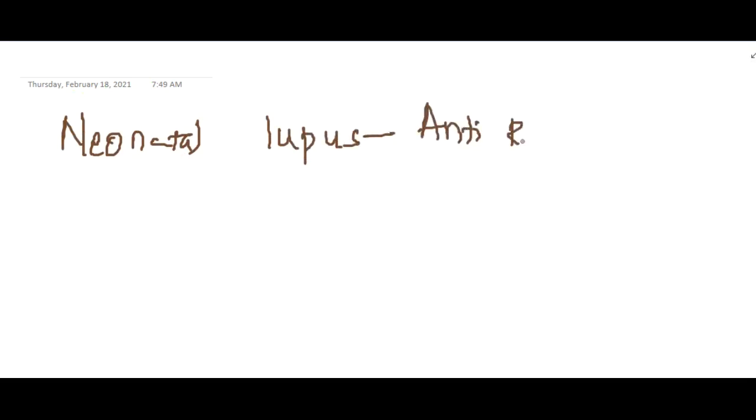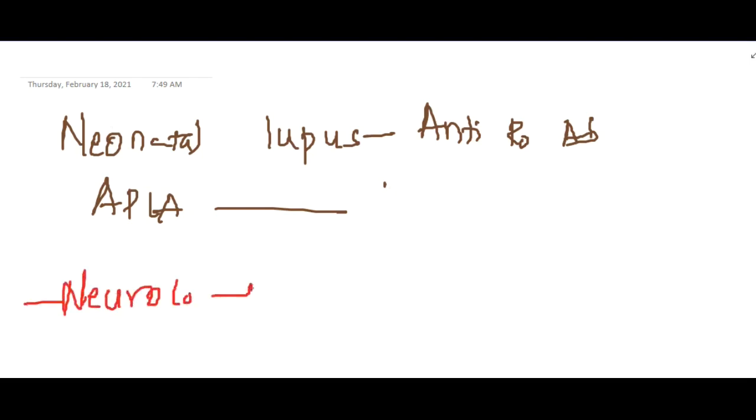Then we have some more antibodies associated with SLE. Neonatal lupus is associated with anti-Ro antibody. Then we have APLA syndrome, which is associated with anti-phospholipid antibody. Then we have the 11th and last criterion, which is neurological, where seizures and psychosis are seen. So these are the different criteria of SLE and the important immunological criteria.